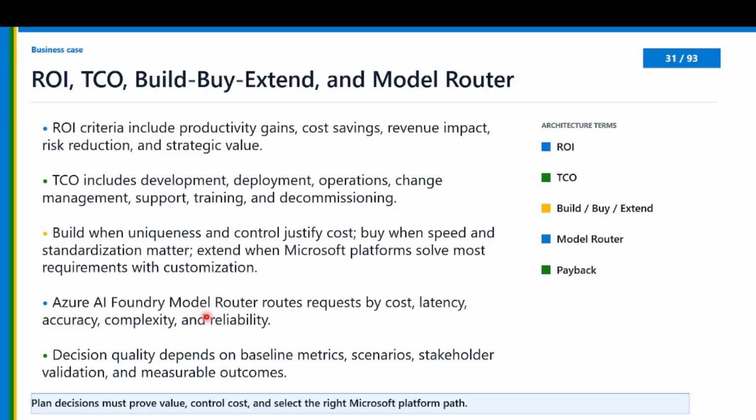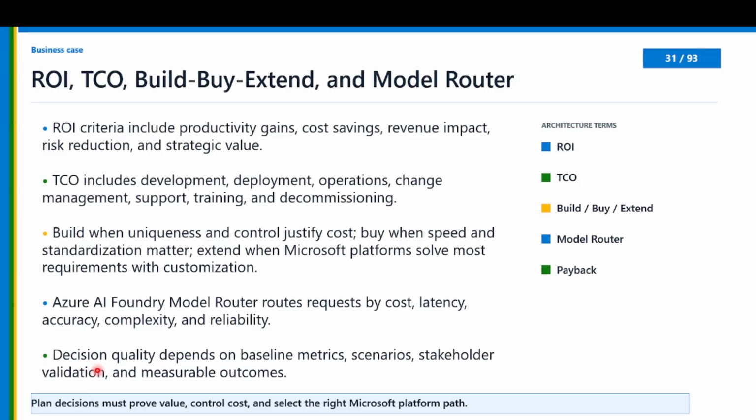Then Azure Foundry model router routes requests by cost, latency, accuracy, complexity, and reliability. When you want to build a custom model that is complex and beyond the capability of Copilot Studio, that is when you should go to Azure AI Foundry. It has a model router that can route requests by cost. You can use a small language model or a large language model, so you can choose the model based on the complexity of the task, latency, accuracy, complexity, and reliability.